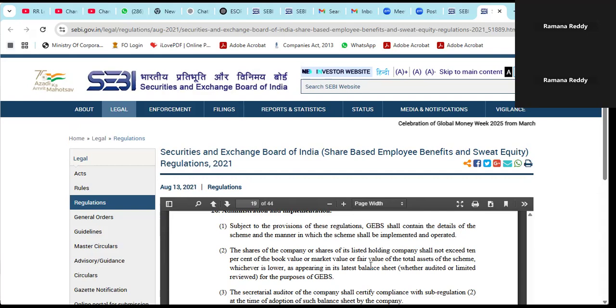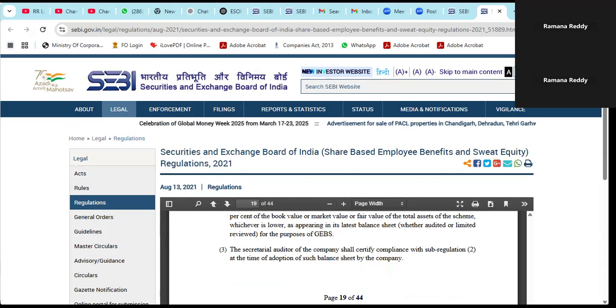So the shares of the company or shares of the listed holding company shall not exceed 10% of book value or market value or fair value, either of the one, of the total assets of the scheme, whichever is lower, as appearing in the latest balance sheet, whether audited or limited reviewed, for the purpose of the general employee benefit scheme. The secretarial auditor of the company, a practicing company secretary, shall certify that this provision has been complied with.